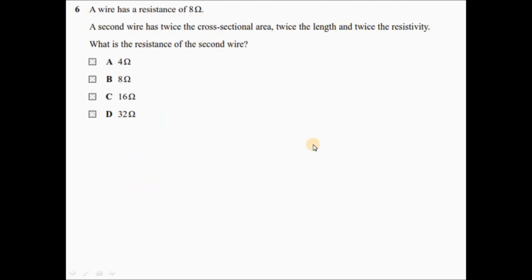Question 6. A wire has a resistance of 8 ohm. A second wire has twice the cross-sectional area, twice the length, and twice the resistivity. What is the resistance of the second wire? In this case, you need to know the relation between area, length, resistivity, and the resistance. So the formula of the relation is R is equal to rho L by A. And suppose this is the resistance of the first wire R1 and the resistance of the second wire R2.